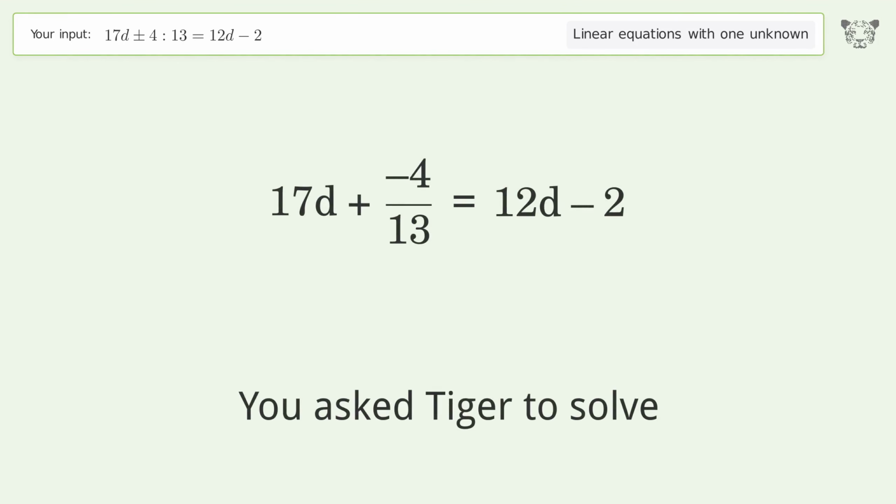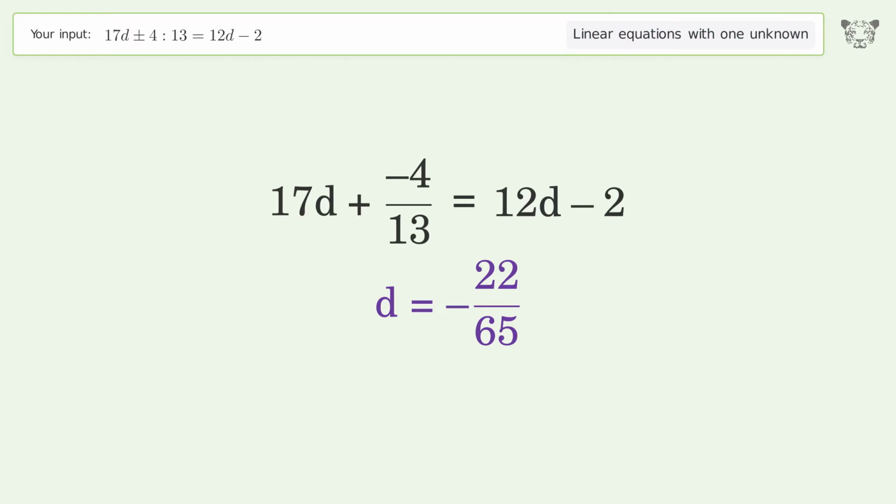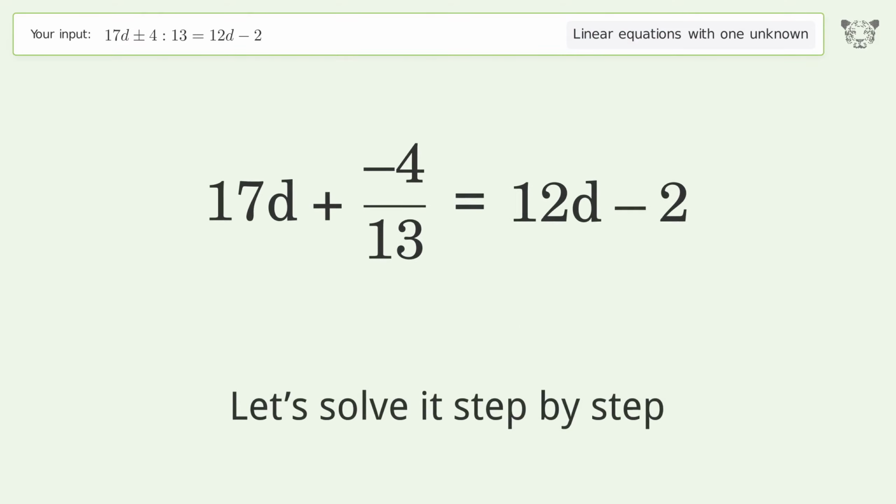You ask Tiger to solve. This deals with linear equations with one unknown. The final result is d equals negative 22 over 65. Let's solve it step by step.